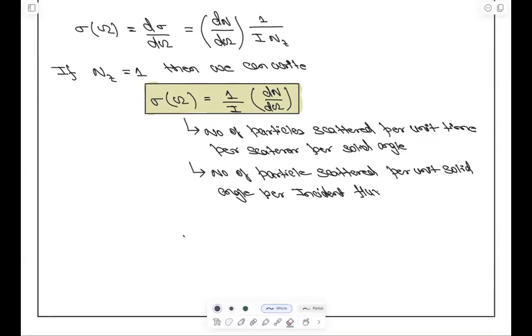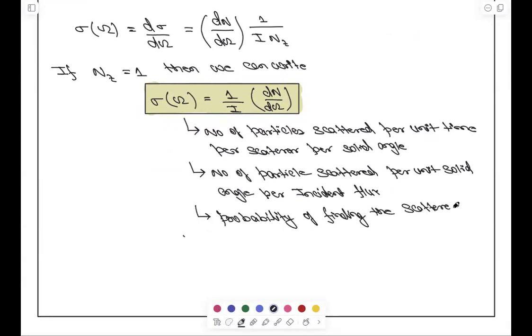Or there is one more way of writing it down, that we are observing all those things into d omega. So, probability of finding the scatterer in d omega, probability of finding the scatterer in d omega. Is it making sense a little? Even if it is 70% clear, my work will be done for now.